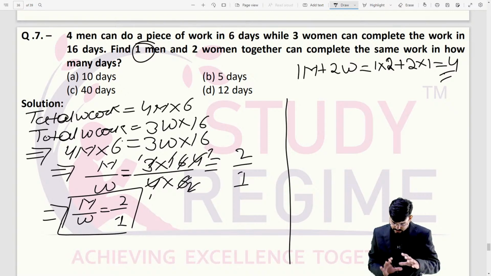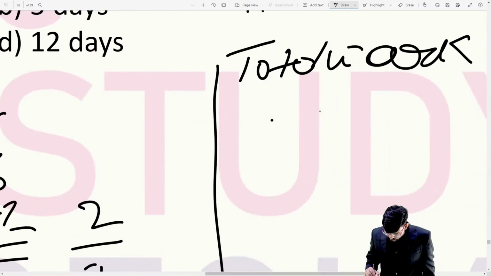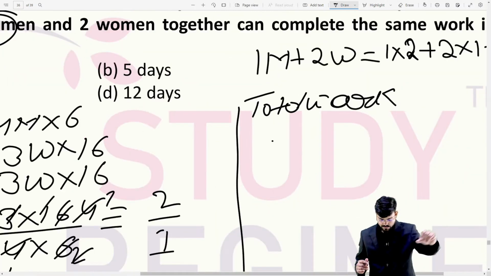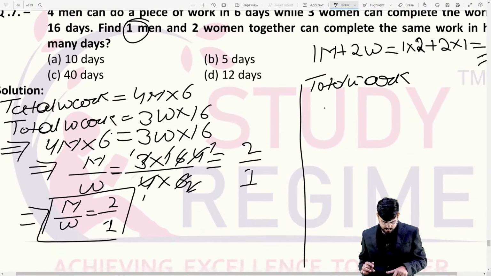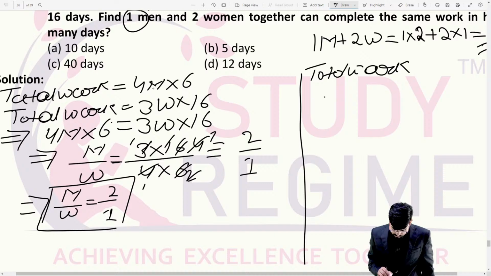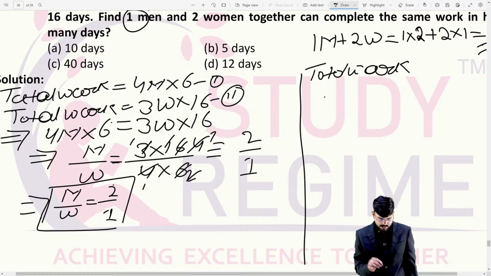Now you just need to calculate the total work. Let me zoom it out first. The total work you can get from either the first or the second equation, any of them. Put the value of M as 2 because the ratio of men is 2, or put the value of women as 1. Clear? I will use the first equation.